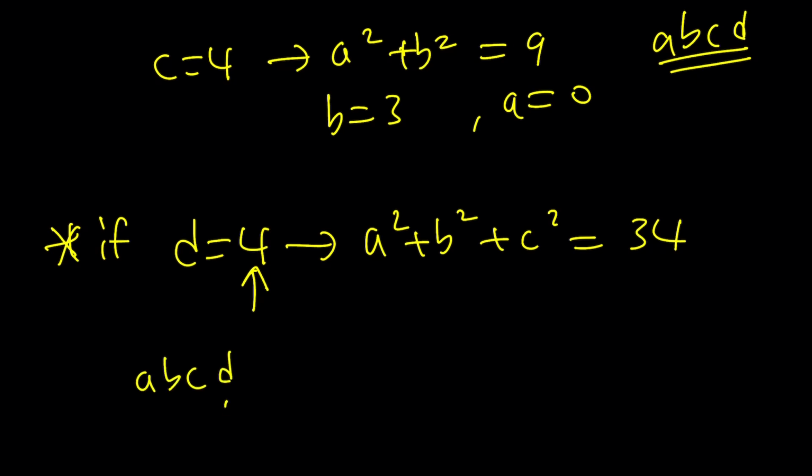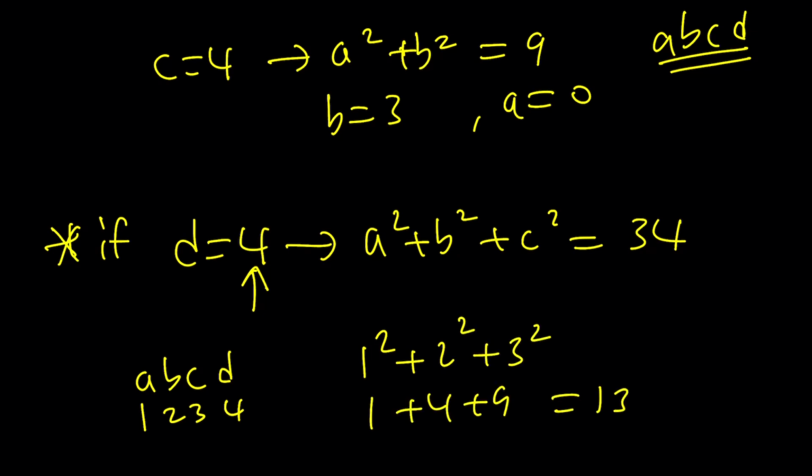If D is 4, this needs to be a 3, this needs to be a 2, and this needs to be a 1. There's only one case that works. But wait. If you just add these up, it's going to give you 1 plus 4 plus 9, which is 13. Uh-oh, it's not going to reach 34. Too bad. We used D equals 4 and it didn't work. That was the minimum value. That kind of restricts the ABC, so you don't have a lot of room.